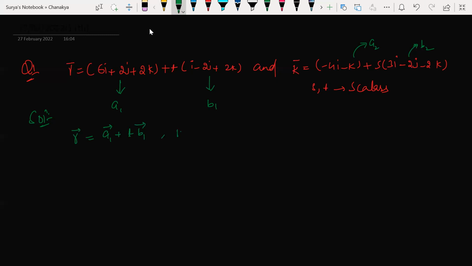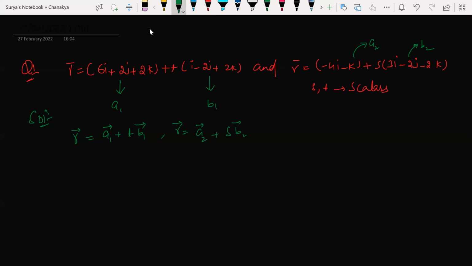And he has given r only. Let's take r, no problem, so that you will not get confused afterwards. You can take it, no problem.